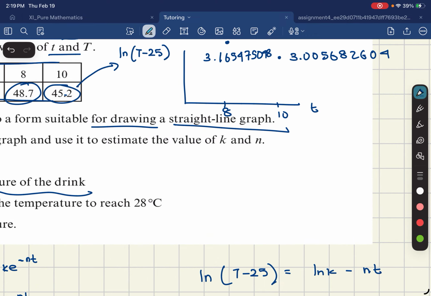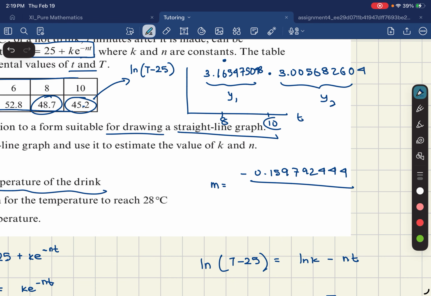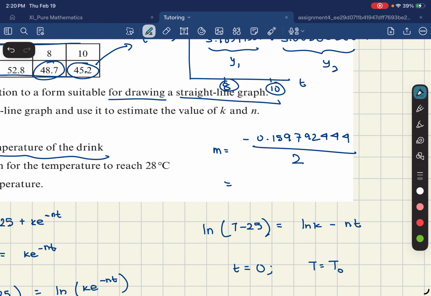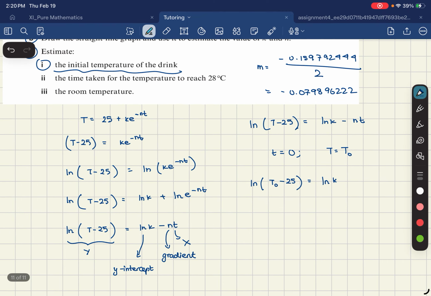Now I can calculate m. So m is basically y2 minus y1. Let me take this to be my y2 and this to be my y1. If I do y2 minus y1, and you can do it on your calculator, I get negative 0.159792444. And x2 is 10, x1 is 8, so 10 minus 8 is going to give me 2, and my overall answer for my gradient is going to be negative 0.079896222.